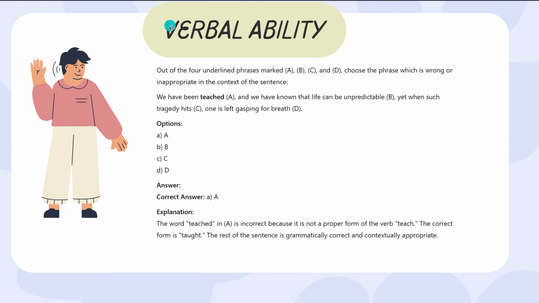Now, the question is from the verbal ability. Out of the 4 underlined phrases marked A, B, C, D, choose the phrase which is wrong or inappropriate in the context of the sentence. It is completed, I think so. We have been taught and we have known that life can be unpredictable, yet when such tragedy hits. Okay, this is already completed. That means it is repeated. Some questions might be repeating.